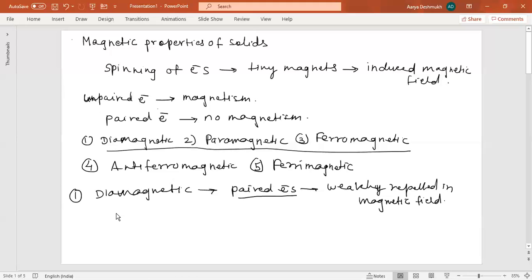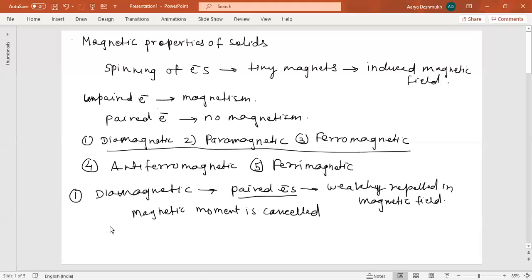Now the pairing of electrons balances the spins. The paired electrons balance the spin of the electron and hence they cancel their magnetic moment. So the magnetic moments are cancelled in the case of a diamagnetic substance. Now what is this magnetic moment actually?